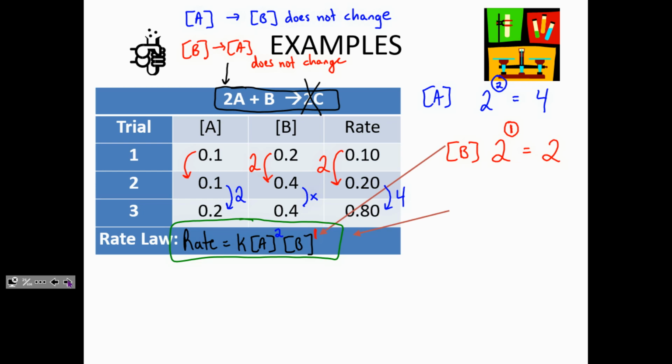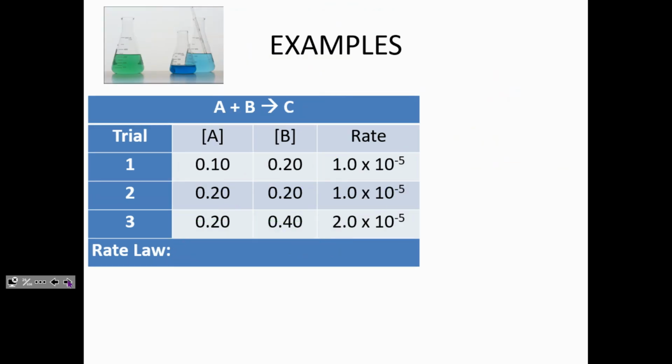And then we have one last example. Here's a reaction: A plus B yields C. The rate equals K. I will not be using product C. I'm going to look at A and B together.